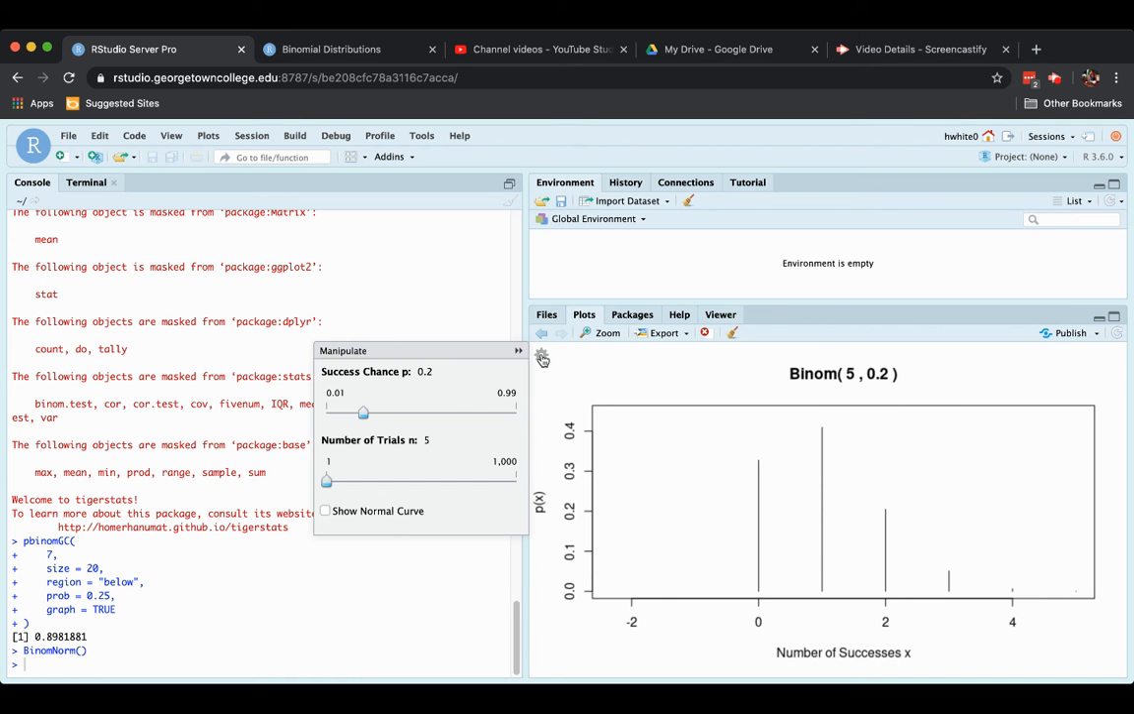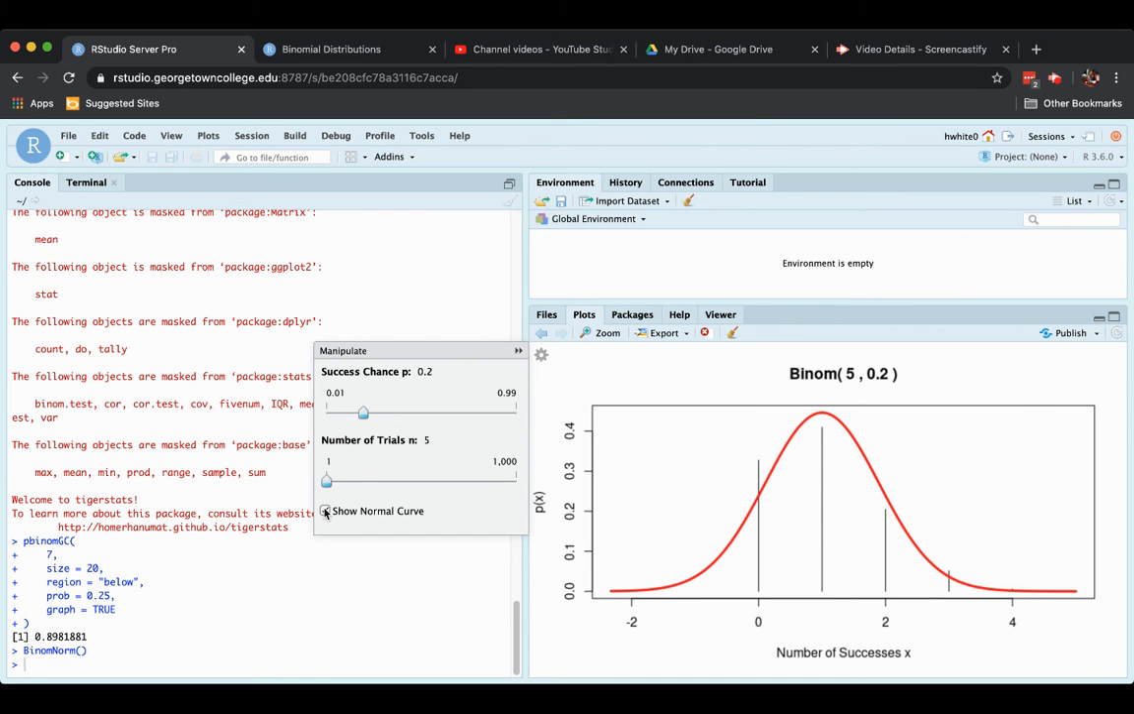Now go to the cog, click on it, and you get some manipulators. You can choose the chance of success P. It can be anything from 0.01 to 0.99. You can also choose the number of trials. It can be anything from 1 up to 1,000. You can also show a normal curve that has the same mean and the same standard deviation as the binomial random variable whose distribution you're looking at right now. I'm going to click that.